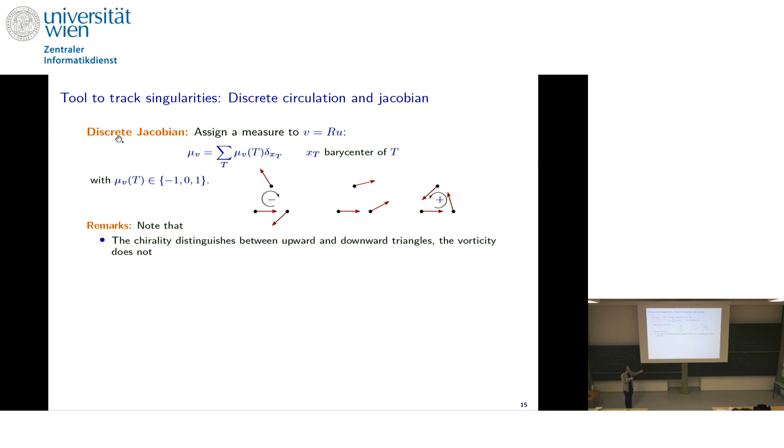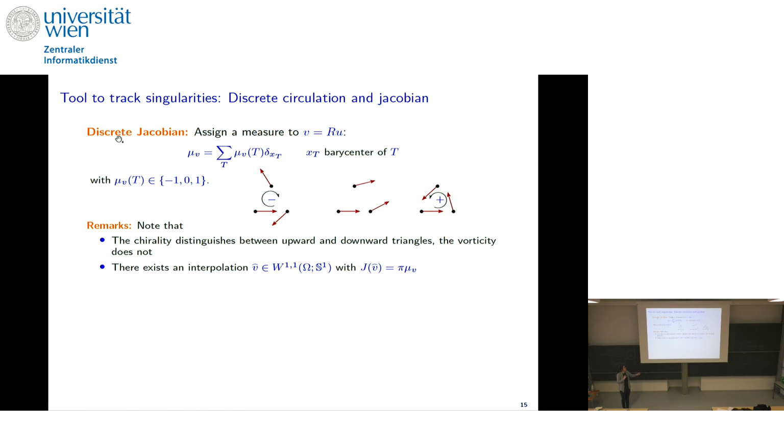And just as a remark, the chirality also told you in some way if you rotate clockwise or counterclockwise, but the chirality was depending on the sublattice. So it was always distinguishing between upwards and downwards facing triangles. The vorticity does not. And this will become important later.